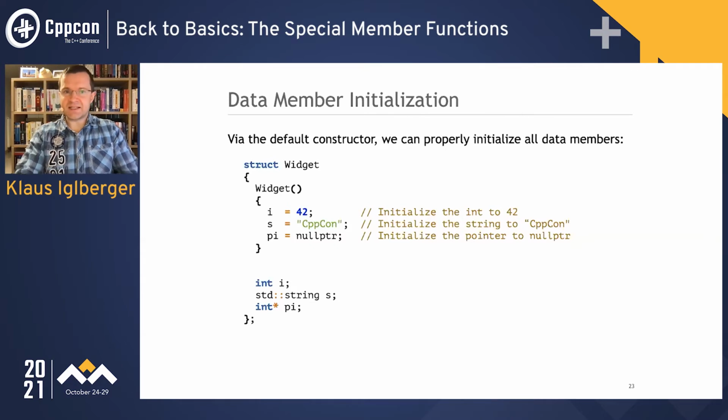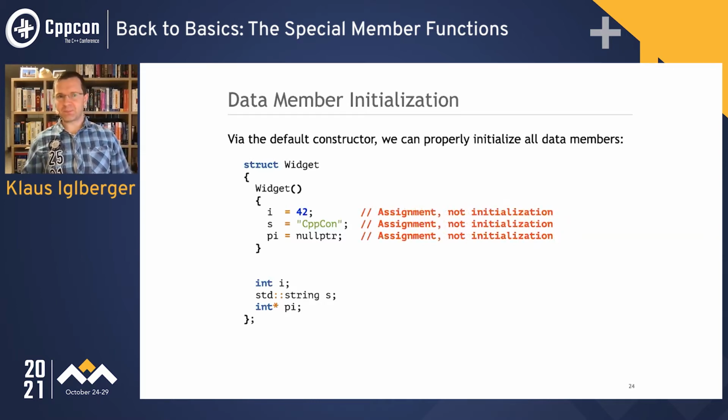That now definitely sets the value to all of the desired values. Okay. However, the comment is lying a little bit. Actually, this is not initialization. That is assignment. I'm assigning 42. I'm assigning CppCon. I'm assigning the pointer. An assignment means that I'm changing an existing object. Initialization, from a terminology point of view, however, always means that I'm calling a constructor.